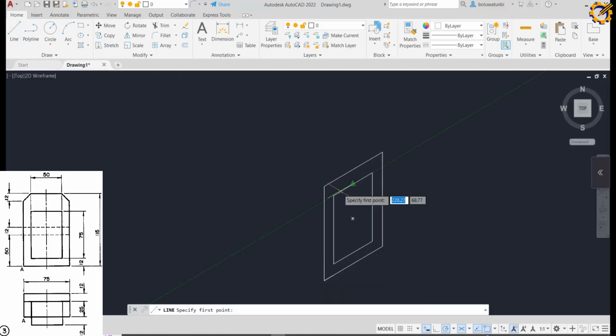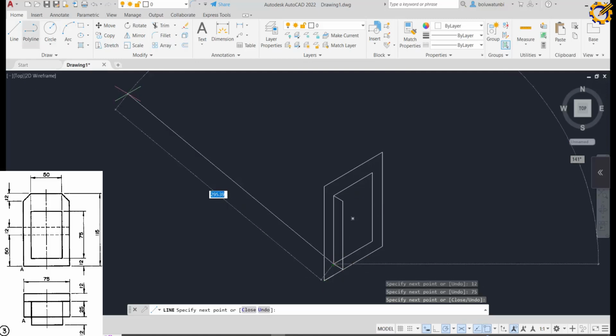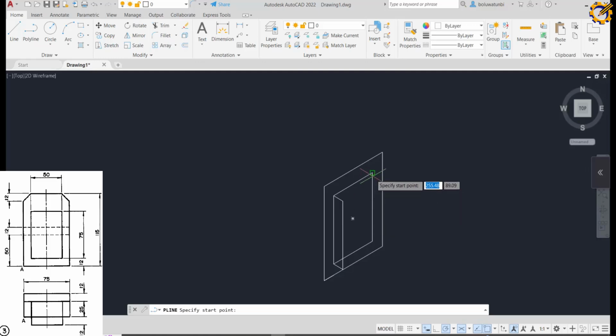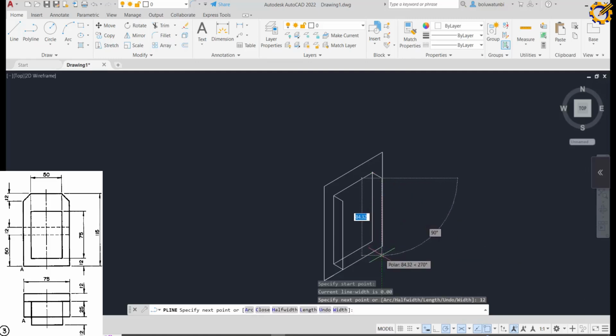My line, distance of 12, enter. Distance of 75, enter. Okay, distance of 12, enter. 75, enter.